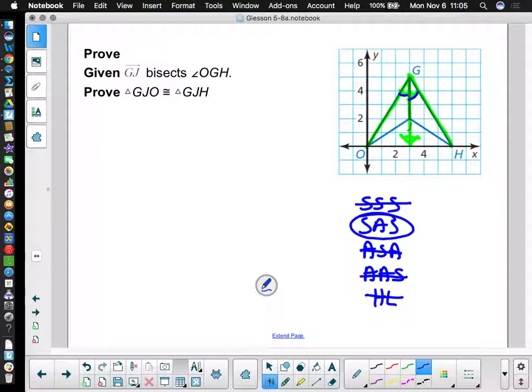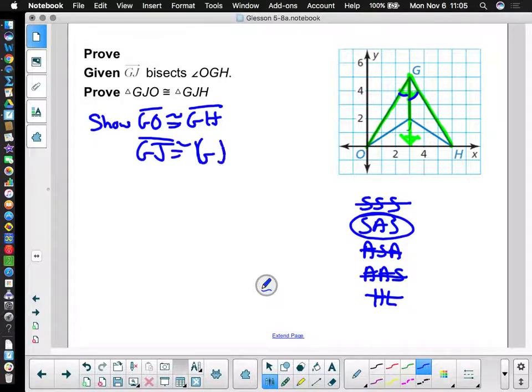So how do I do that? Again, we make a little plan. If I can show that GO is congruent to GH, and GJ obviously is congruent to itself, I don't need to prove that because that's just the reflexive property. So really I can do this with one distance formula measurement, because I already have the congruent angles, and I already have a reflexive. All I need to do is show that GO is congruent to GH. And again, we do that with distance formula.